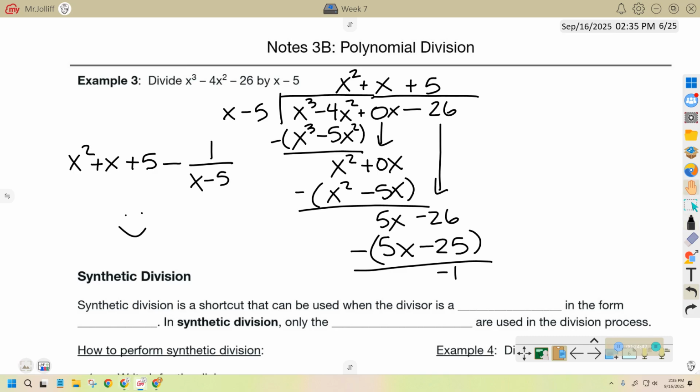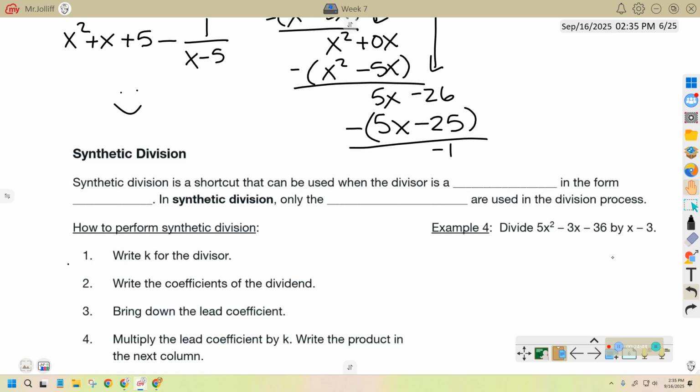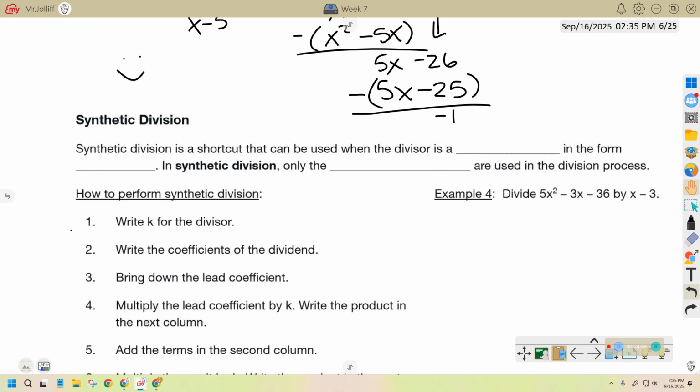All right, back on track. The shortcut method is called synthetic division. Give me a thumbs up if you've heard of synthetic division before. I see fewer thumbs up than I should, which makes me a little worried about what happened in your Math 3 class. We should have gone over this.